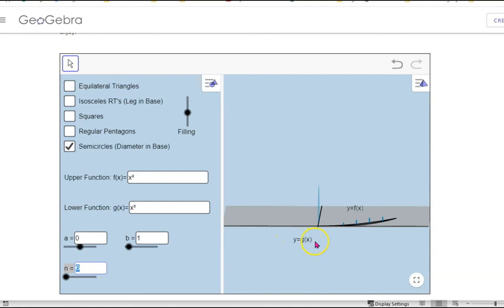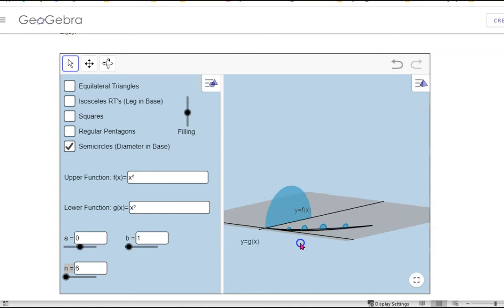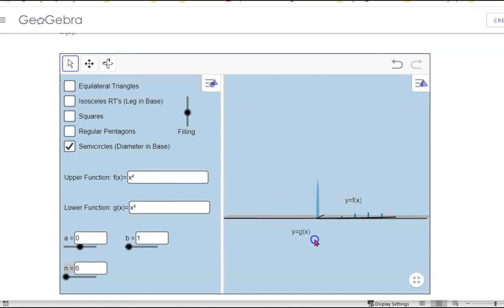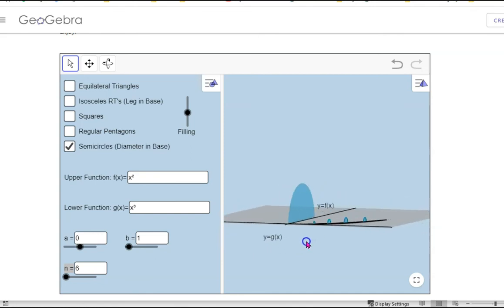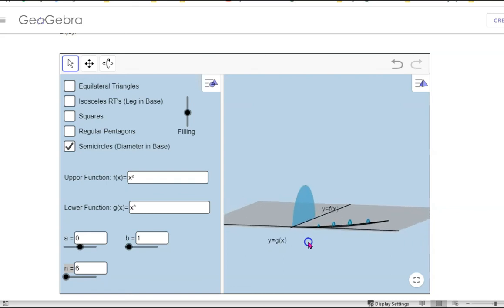Now I will warn you that the applet has trouble drawing what these look like for semicircles. The best it can do is a single semicircle, but it doesn't give you the full effect. That is not actually what it would look like. Let me show you in the webcam what it would actually look like.